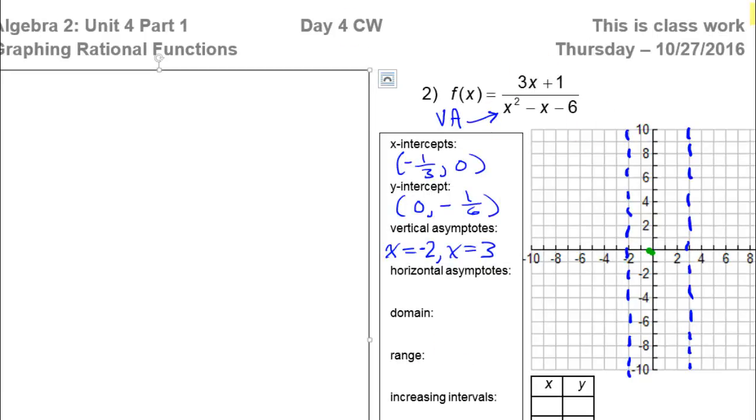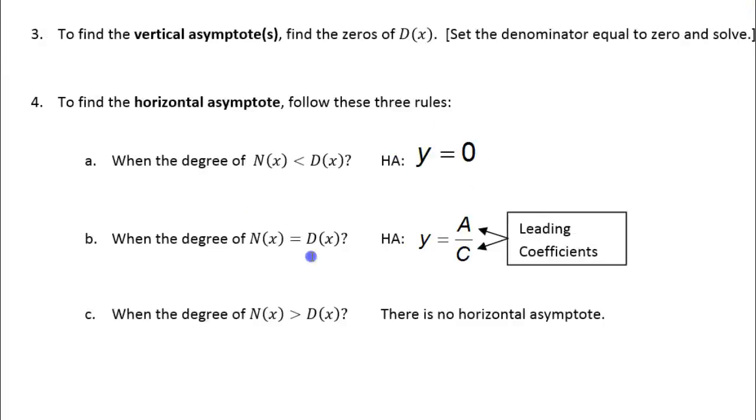If you look here, we see that the degree of the numerator is 1, because this is just a plain x with no exponent, so that's a 1. Down here, the degree is 2, because I have x squared. So I have degree 1 and degree 2. So the degree of the numerator is less. And when the degree of the numerator is less than the denominator, that's when the horizontal asymptote is y equals 0.